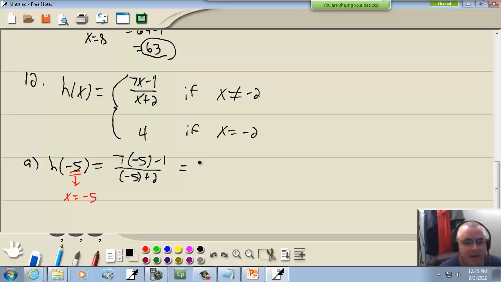Well, 7 times negative 5 is negative 35, minus 1. Negative 5 plus 2 is negative 3. That gives us negative 36 over negative 3, or it gives us positive 12.